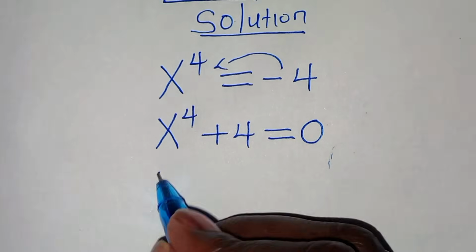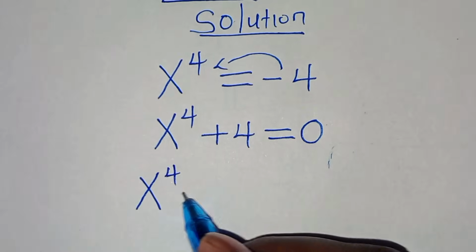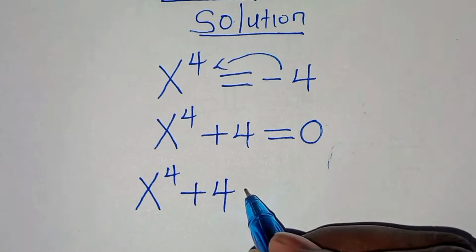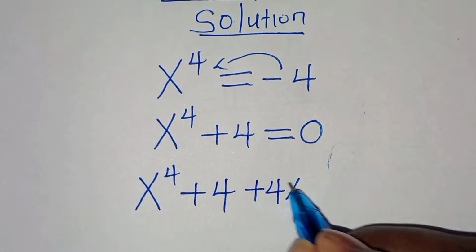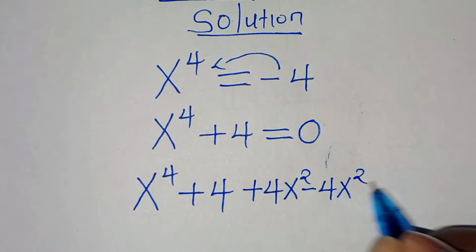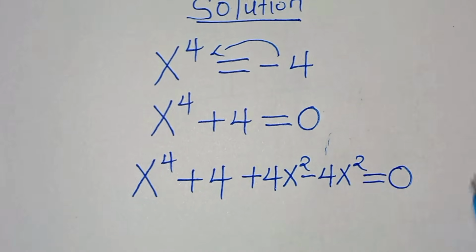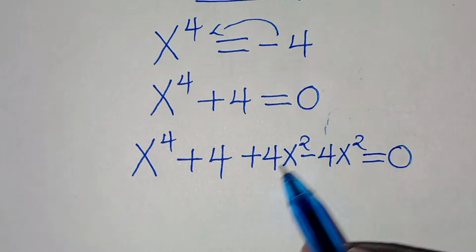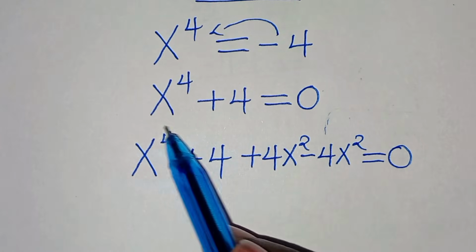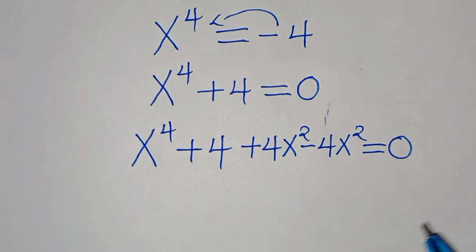So this means we have x to the power of 4 plus 4. Let's introduce plus 4x to the power of 2 and subtract 4x to the power of 2, equals 0. You realize that 4x squared minus 4x squared is the same thing as 0, so we have not altered the equation here.